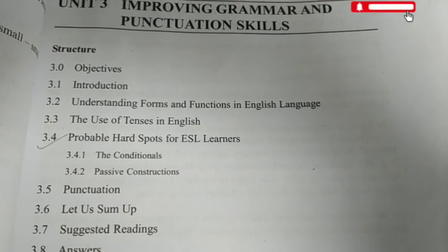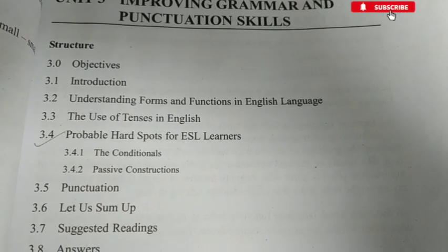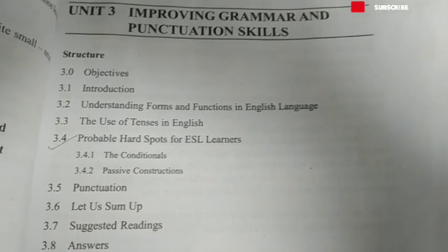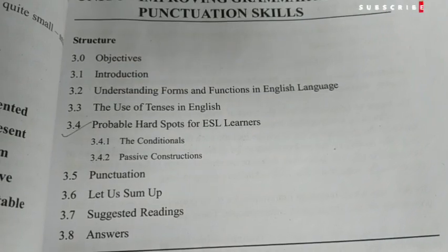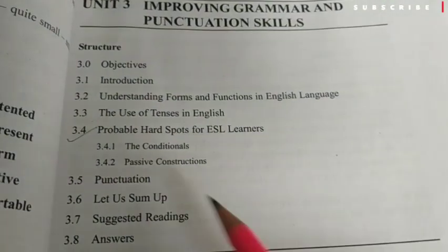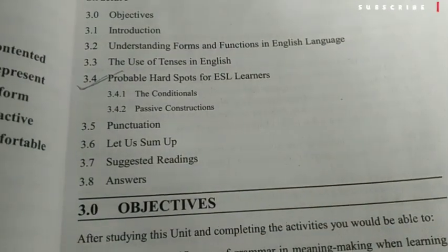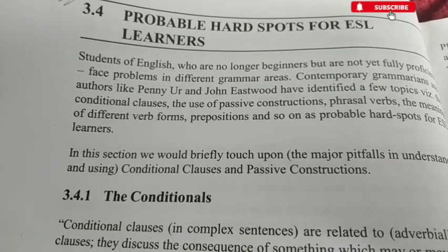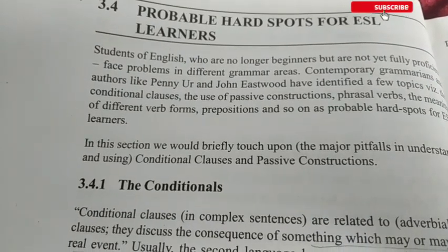Book code is BEGS 183. So now we start improving grammar and punctuation skill. So here we see what we can do to improve our grammar or punctuation skill. So we begin from here. So let's see. Here is this probable hard spot for ESL learners.